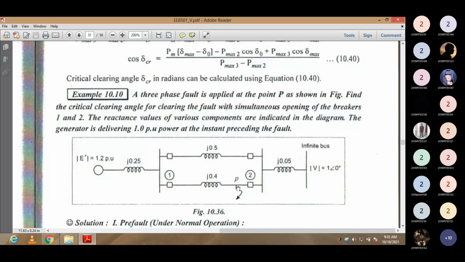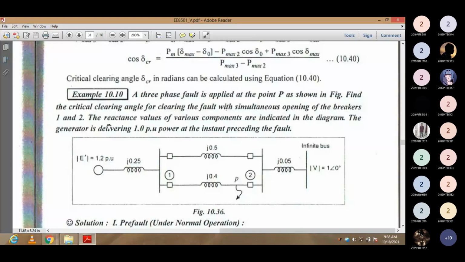In this situation, find the critical clearing angle for clearing the fault with the simultaneous opening of the breakers 1 and 2. So this is my breaker 1 and this is my breaker 2. When the circuit breakers open simultaneously, the fault at P is cleared. So in this time, we are going to find out the critical clearing angle.